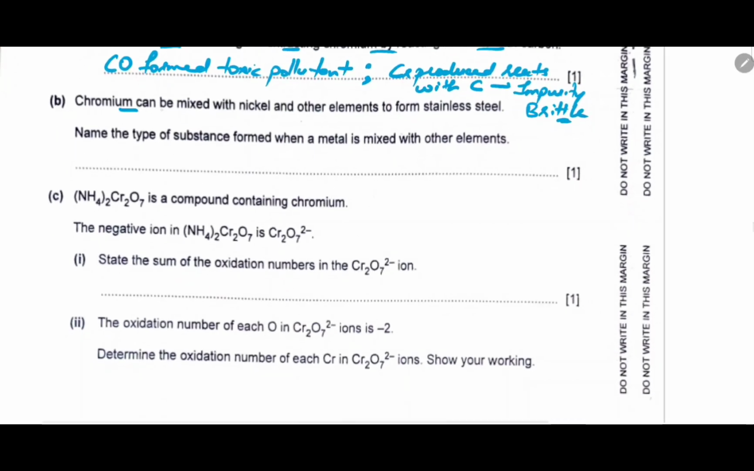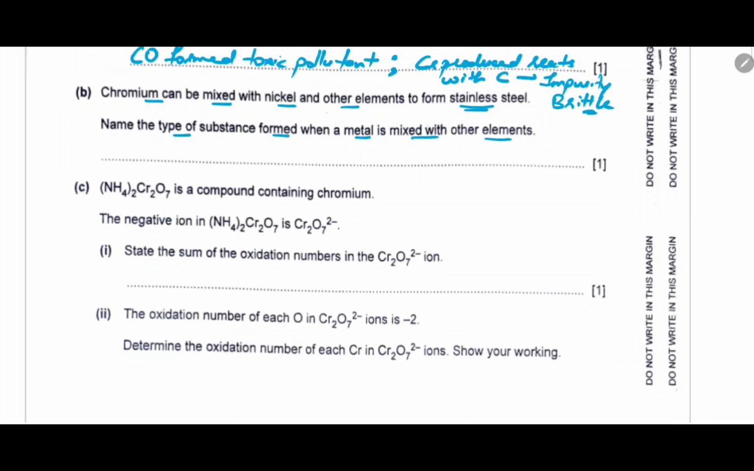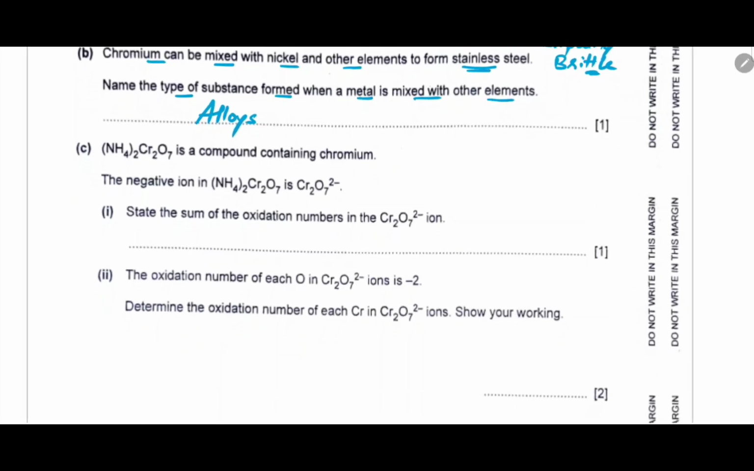Additionally, if you want, you can write. B part: chromium can be mixed with nickel and other elements to form stainless steel or chrome steel. Name the type of substance formed. Type of substance, okay. When we mix the metal with other elements, it means the type of substance is alloys. When we mix one metal with other metal or with other elements, homogeneously, we form alloys.